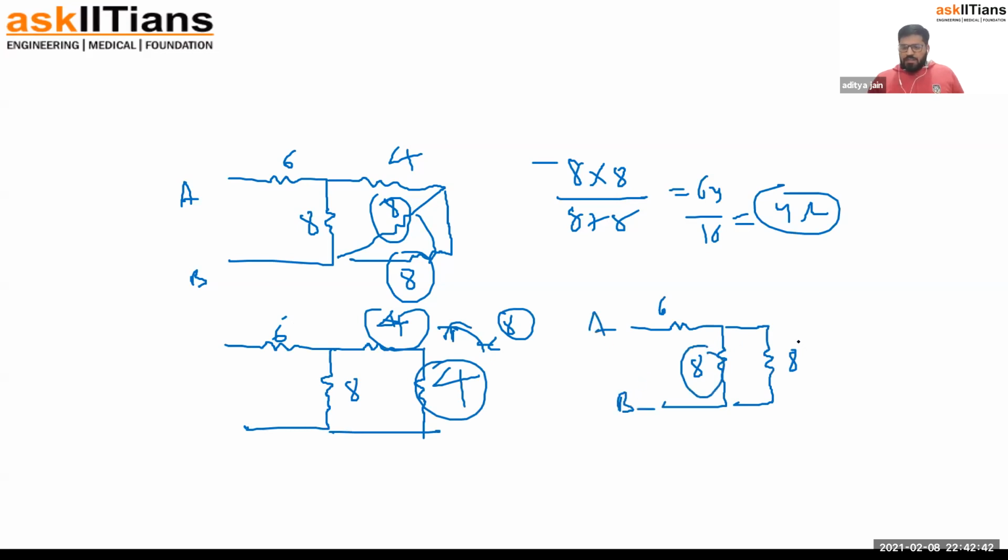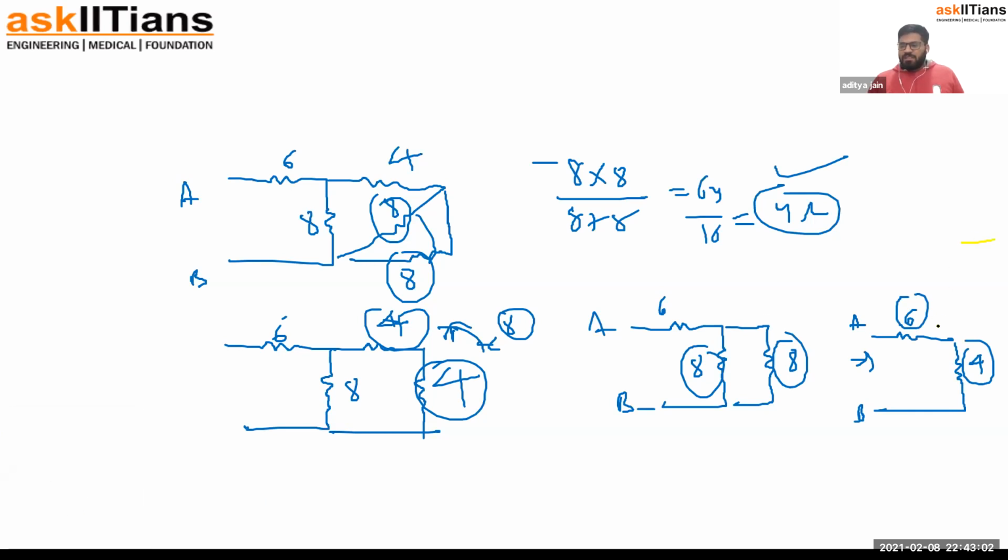Now again, the equivalent resistance of 8 and 8 we have already calculated, that is 4. So I can replace this circuit now like this. This is 6, and the equivalent of 8 and 8 in parallel will give you 4. This is A, this is B. Now only two resistors are remaining, 6 and 4. And now it is very much easier for you. You have started from the higher level, so this is much easier for you.